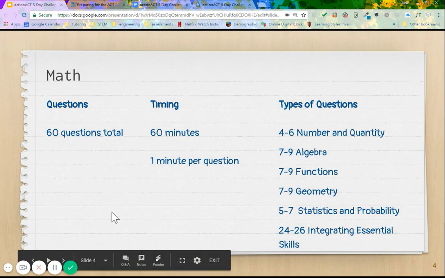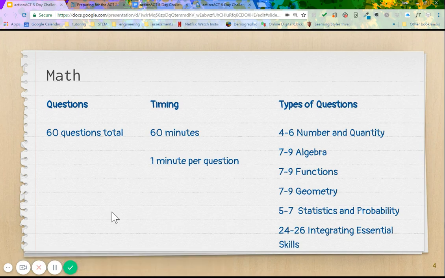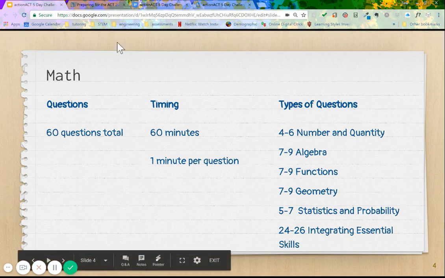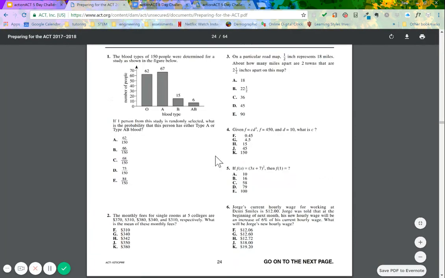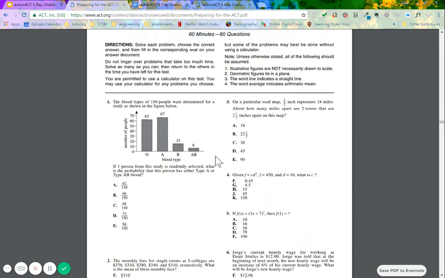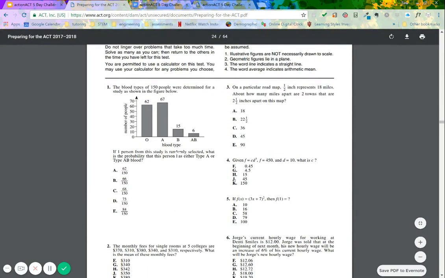Next section is math. On math, you have 60 questions total, and you have 60 minutes. So that gives you 1 minute per question. I hope that wasn't too difficult of a math question. So math looks like this, and I'm going to tell you later this week where to get this practice test for free.